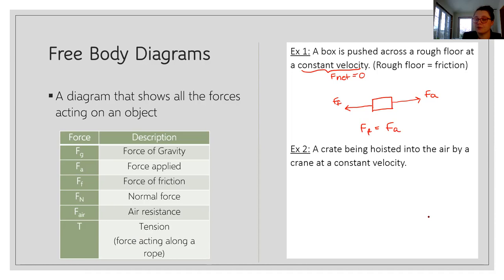Pretty straightforward. A crate is being hoisted into the air by a crane at a constant velocity. So again, we have equal forces. If you don't have constant velocity, if it's accelerating, the overall forces have to be in the same direction as this acceleration. We'll see one or two of those as well. So we've got a crate being hoisted into the air. So we have a rope that's holding it up. That would have tension in it. So force from tension. You could also call applied force. Force from the crane, whichever. We also have the force due to gravity, pulling it down. And we know that, I'll call it tension, is equal to the force of gravity because constant velocity, F net equals 0.